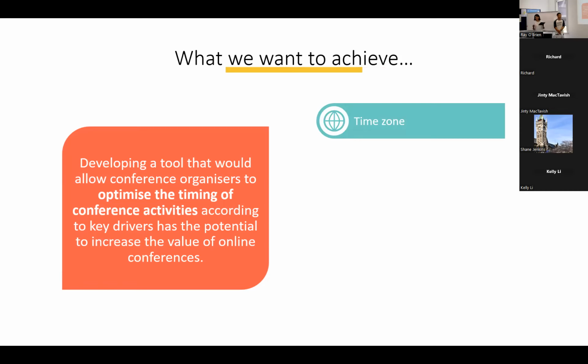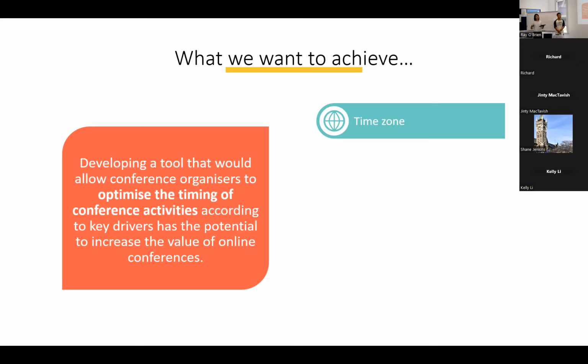First is, of course, time zone. And we hope the tool can give weighting to participants in each time zone without sacrificing anyone. So in this tool, we can make every university as important as each other, and then see which time zone, which time is the best time to host the conference.